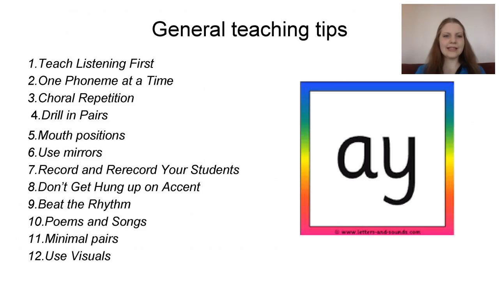Number two is teach them one phoneme at a time. Improving pronunciation sounds very vague, very general, and it also sounds like a goal that might seem unattainable. So instead of telling your students, okay, today we're going to improve your pronunciation, teach them one phoneme at a time, one phoneme per lesson, and this makes this goal of improving pronunciation a lot more achievable.